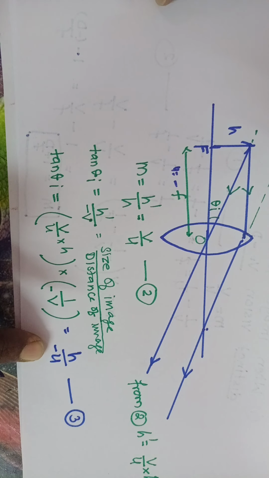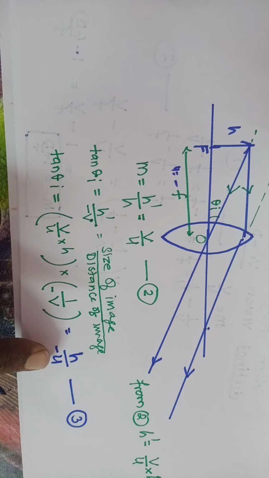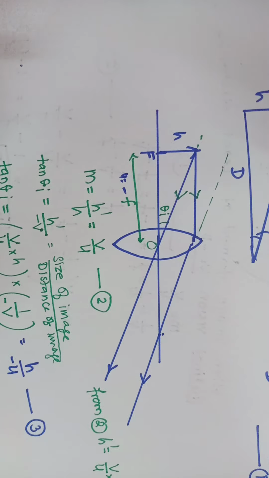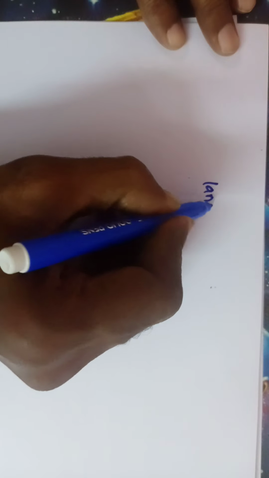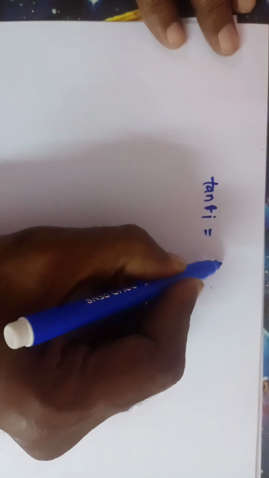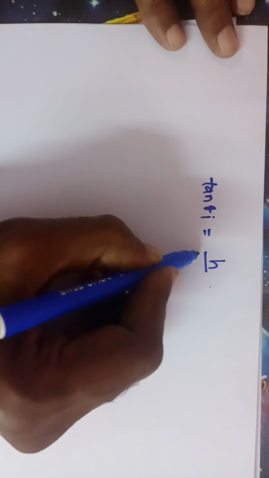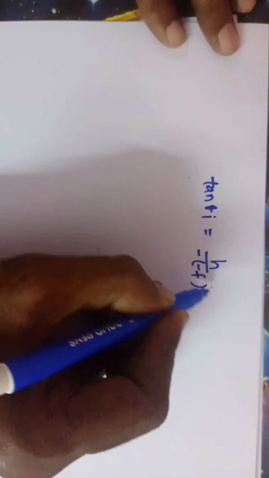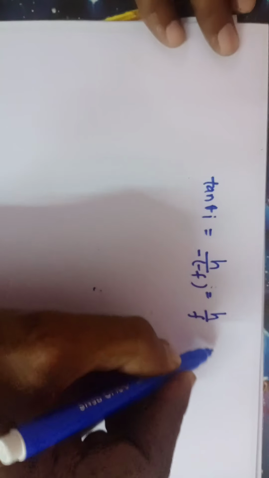So for this u we will write minus 1 upon F. So tan theta I will be H upon minus of minus F. This will be H upon F. Equation number we can give is 4.